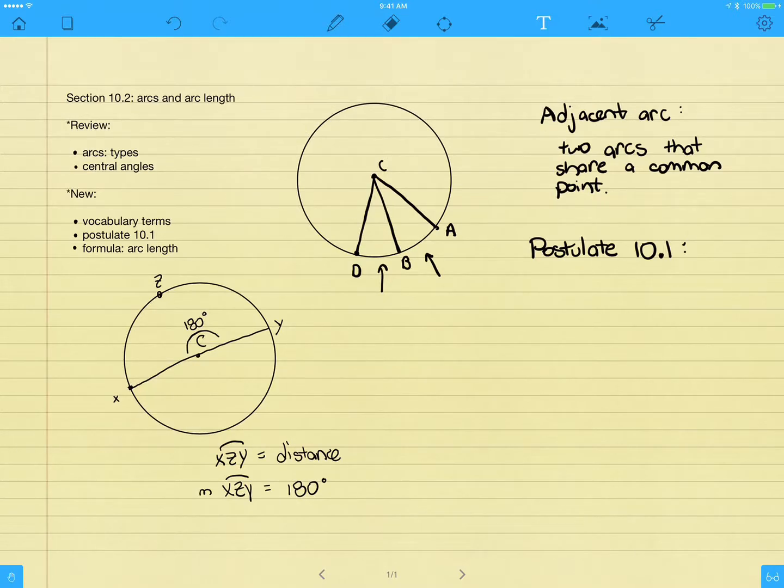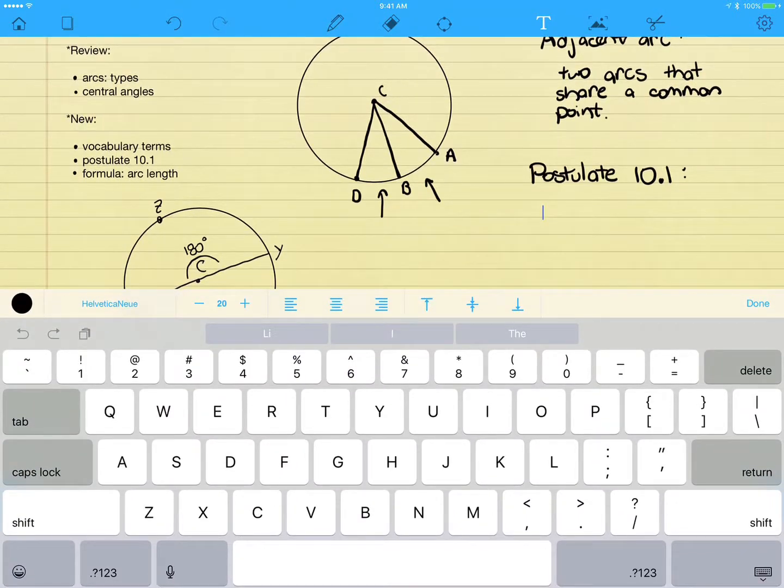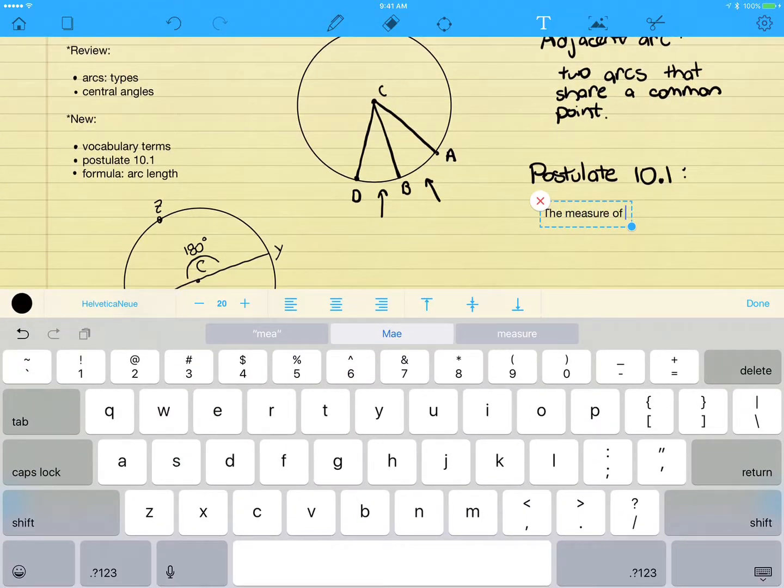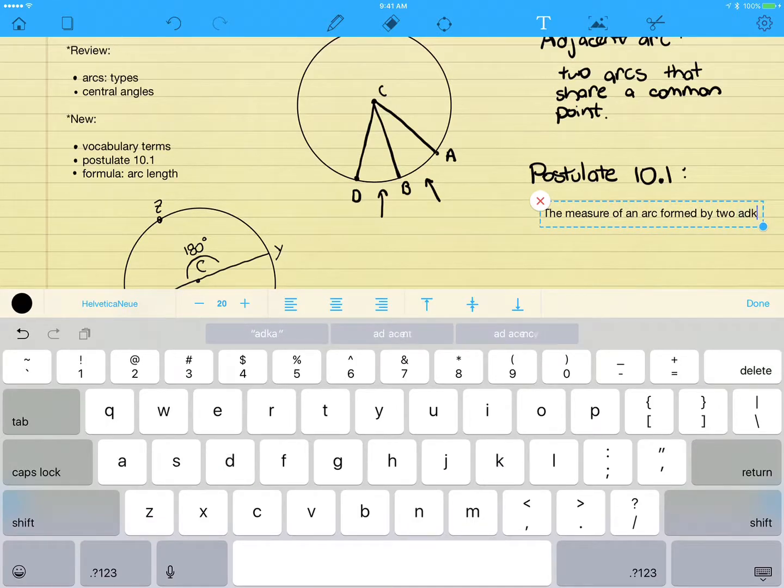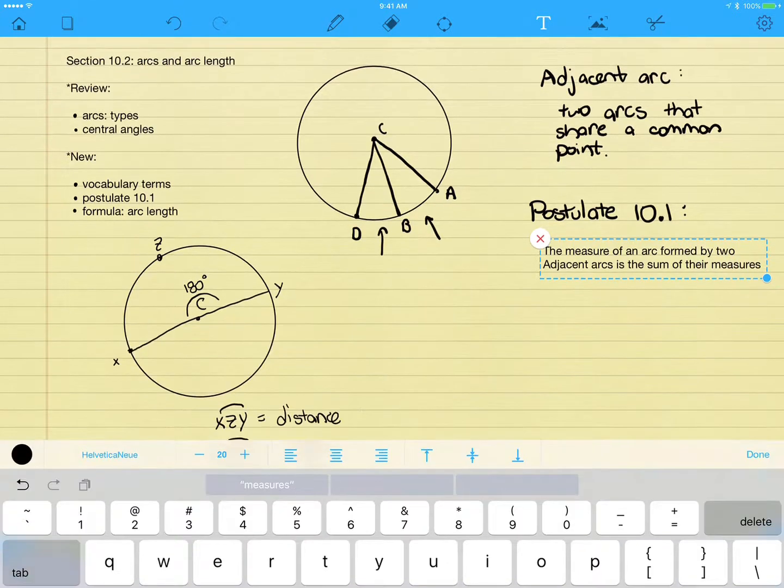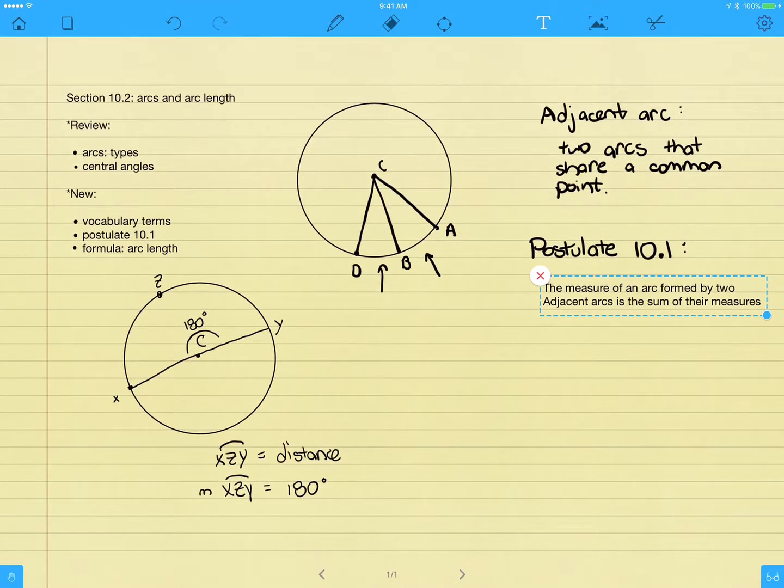And again, I will type that out for you right here. The measure of an arc formed by two adjacent arcs is the sum of their measures. That is the postulate 10.1. Now let's discuss this postulate. What does it mean for my particular picture?